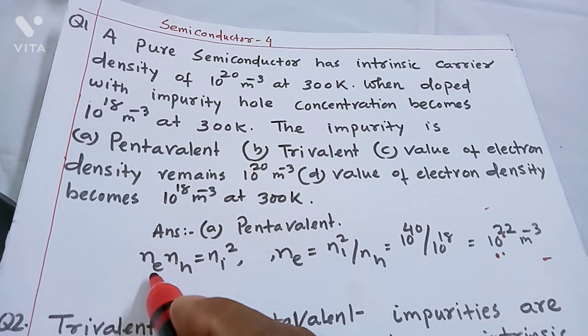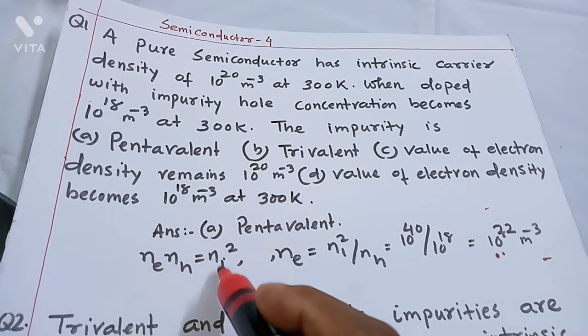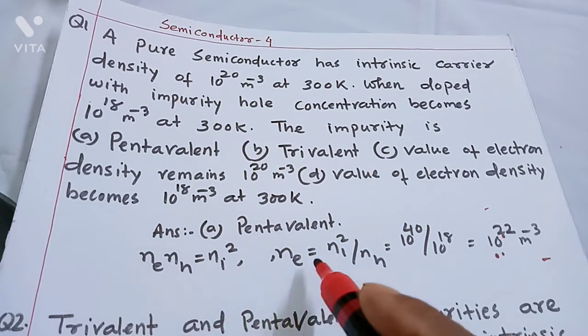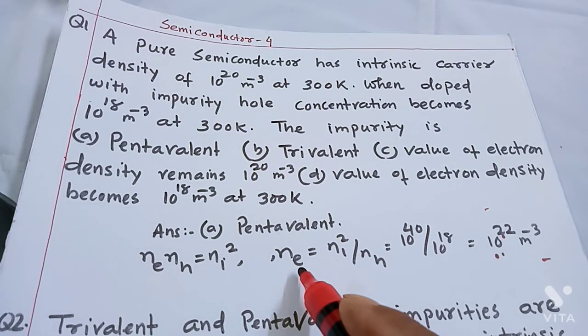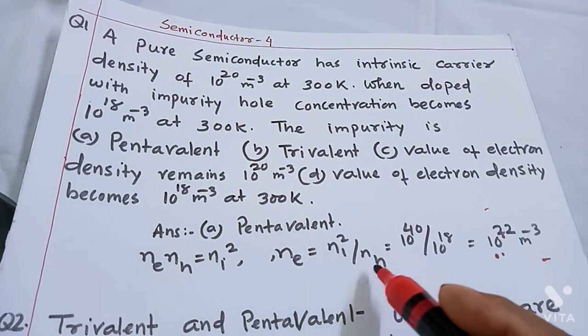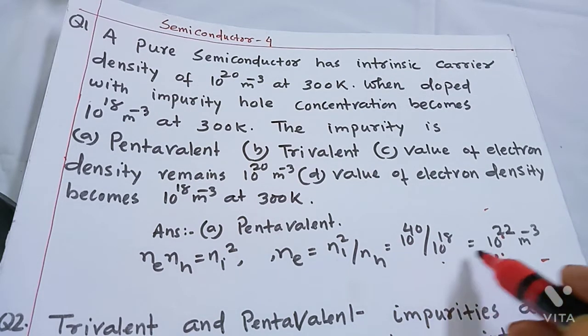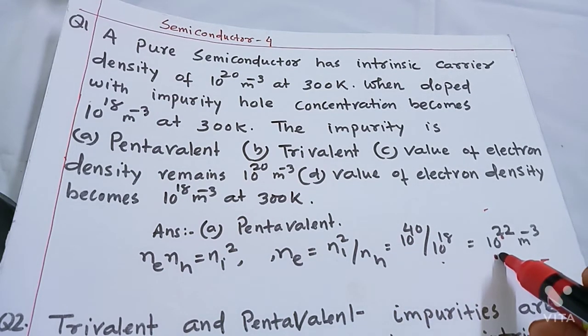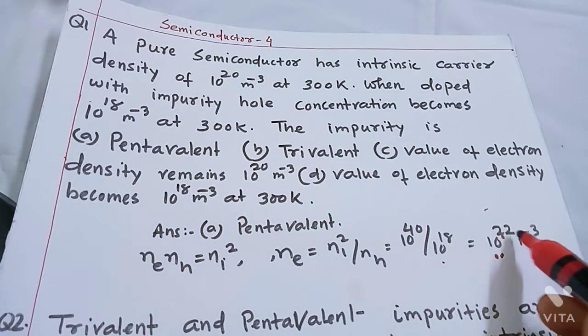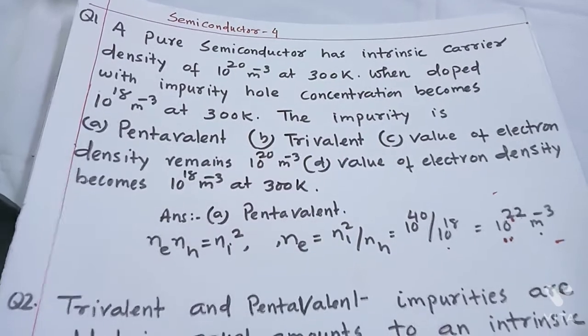We can also find out from the relation that the carrier concentration for electrons times the carrier concentration for holes is equal to Ni square, where Ni is the intrinsic carrier concentration. So the carrier concentration for electrons after doping is equal to Ni square by Nh. This is 10 to the power 40 by 10 to the power 18. So electron concentration is 10 to the power 20 per cubic meter. Hence, it is a pentavalent impurity.